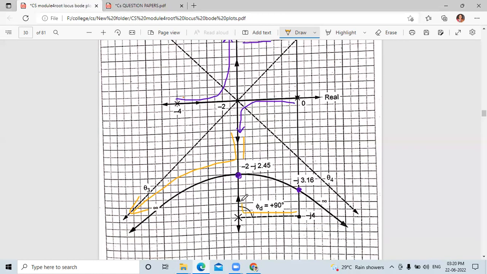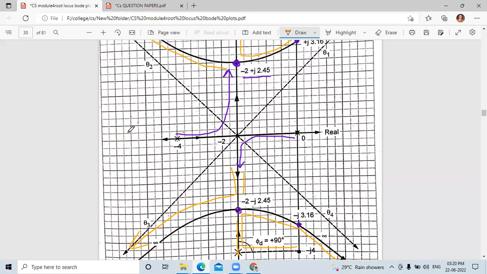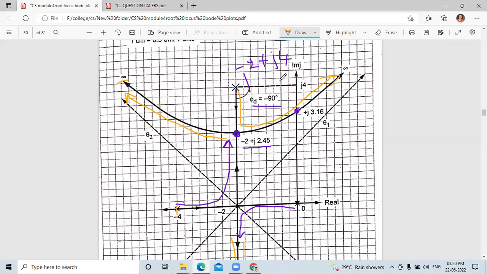This root, which we wrote at the starting, will start from here like this and flow towards infinity. So these four poles are flowing. The starting points are minus 4 and 0, and the ending point is infinity. Here also minus 2 plus j4 is the starting point, and it will end at infinity.